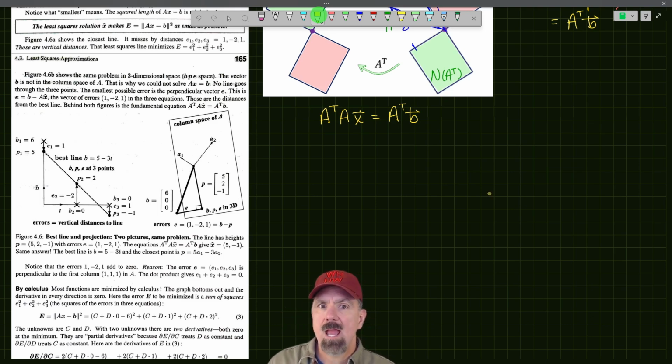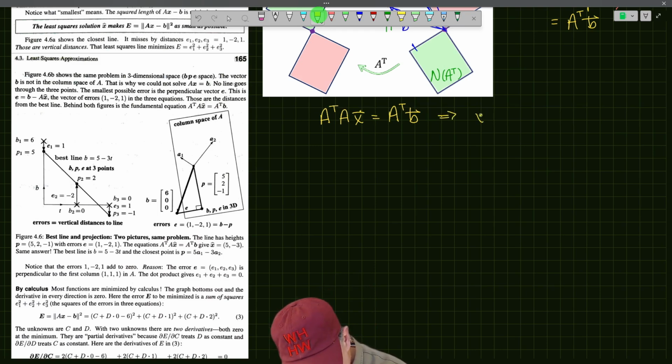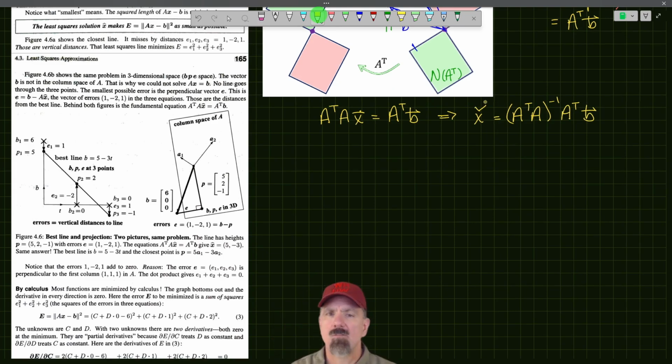As long as we pick A with linearly independent columns, then A transpose A is invertible. A little bit about A transpose A, it is definitely symmetric, right? It's always symmetric. If the columns of A are linearly independent, A transpose A is invertible. And what that means is that the solution to this is going to be A transpose A inverse A transpose B. And this really now becomes the least squares solution. This is the solution that we're looking for.